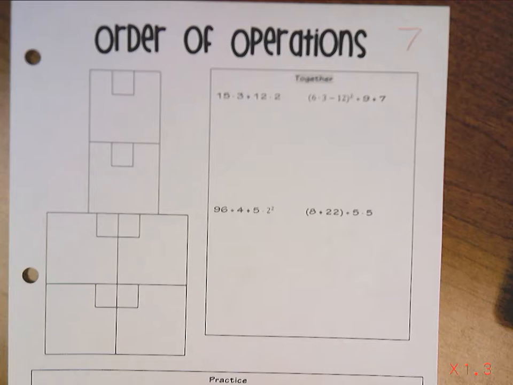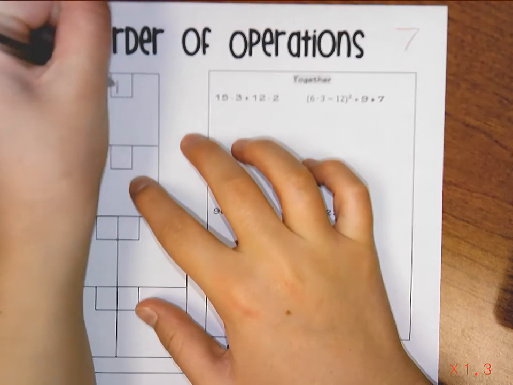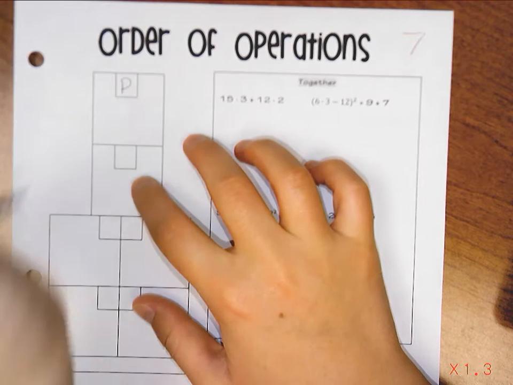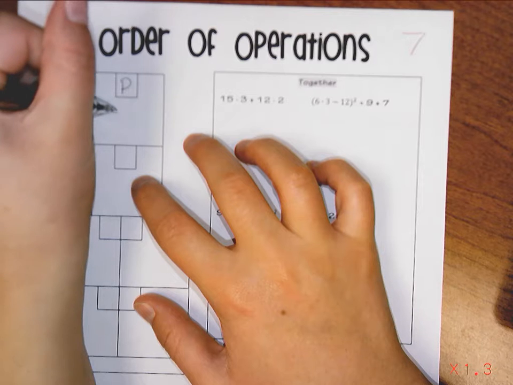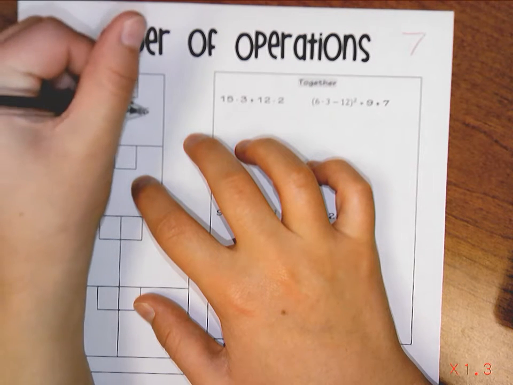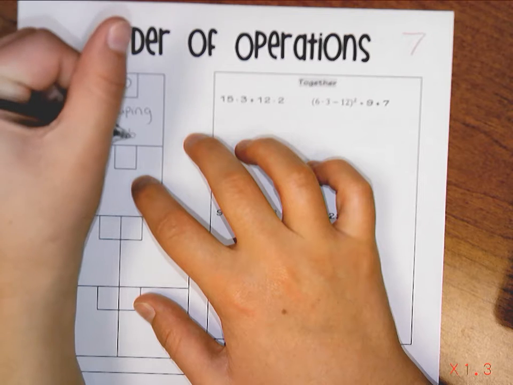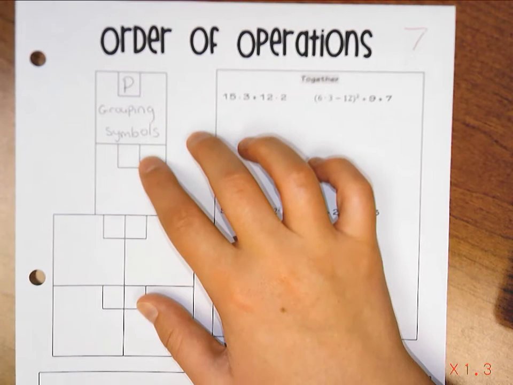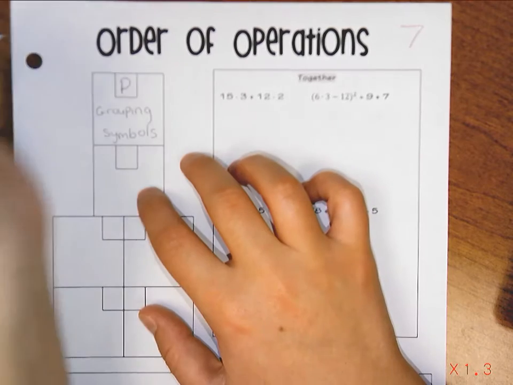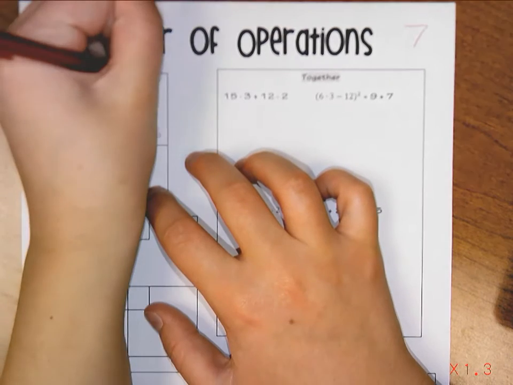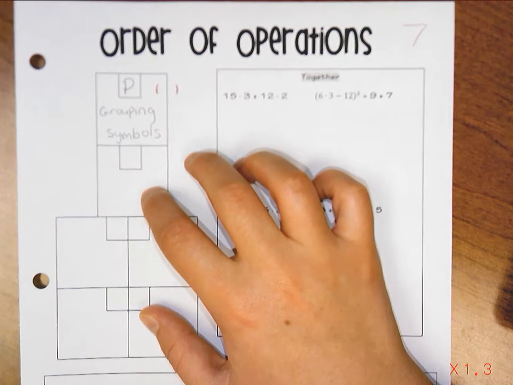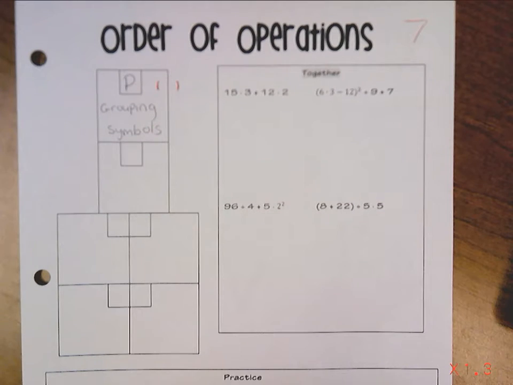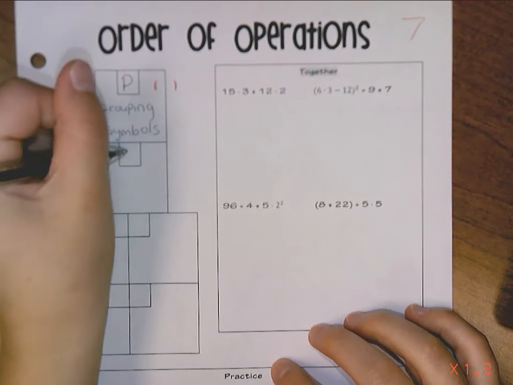The first one is P for grouping symbols, or parentheses is what you may have learned it as. Okay, so you have grouping symbols, which is P for parentheses. That can include multiple things. It can include your parentheses. Okay, but as you get farther, you'll see other things that will be counted as grouping symbols.